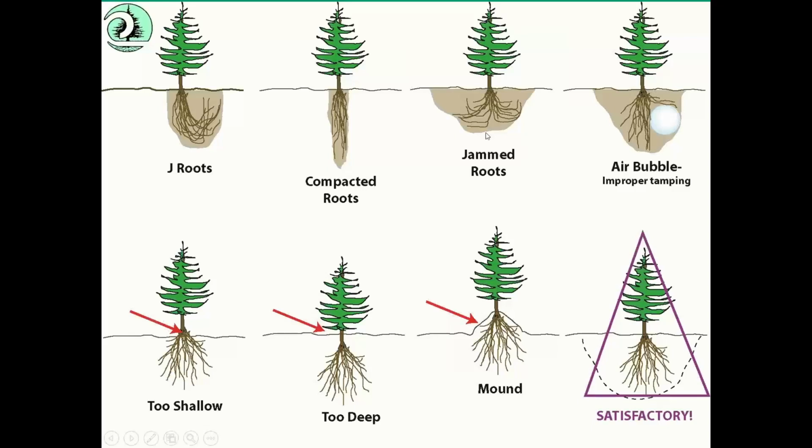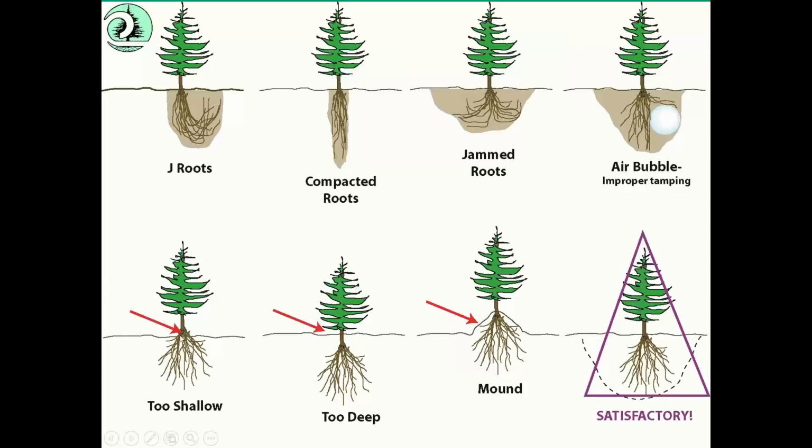Another situation is roots jam down in a hole that's wide but not deep enough. We also see air pockets happen. So make sure when you're planting and you get your plant down there in the ground that you tamp it down well to make sure there's not big air pockets like this around the roots, which can cause death for the tree. And then the other thing, you want to make sure that you plant at the proper level.